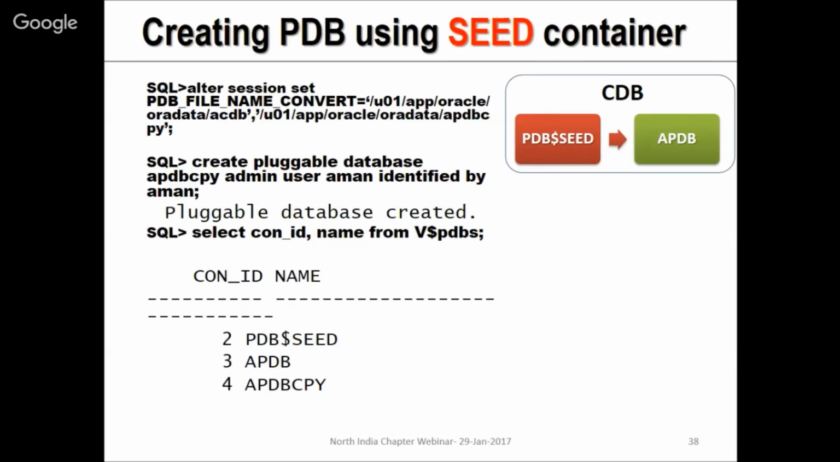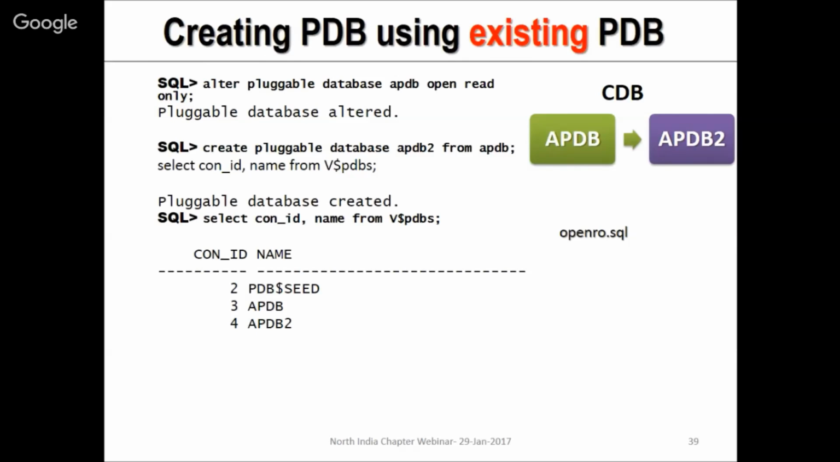Now, if you do have a user-defined PDB already created, you can copy the new PDB from there as well. So in this example, you can see I'm creating a new PDB from APDB, which I'm calling APDB2. Pretty simple command, create pluggable database from another pluggable. Of course, that is going to help you create a new pluggable more quickly.